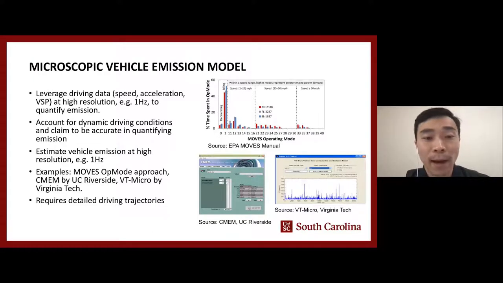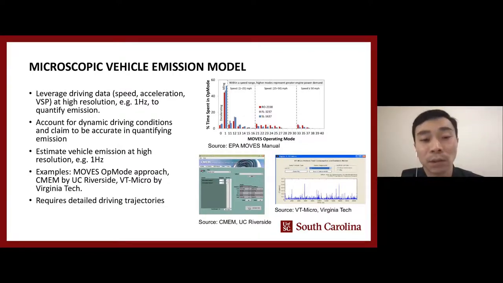In these examples, we have the MOVES operating mode approach, which I think some of you are familiar with. Basically, in the MOVES operating mode, they classify each second of driving condition into one of the operating mode bins, and then they provide one estimation of emission rate for each operating mode bin, and then estimate the emission at each second, and then aggregate them into a certain time duration, like an hour or a minute.